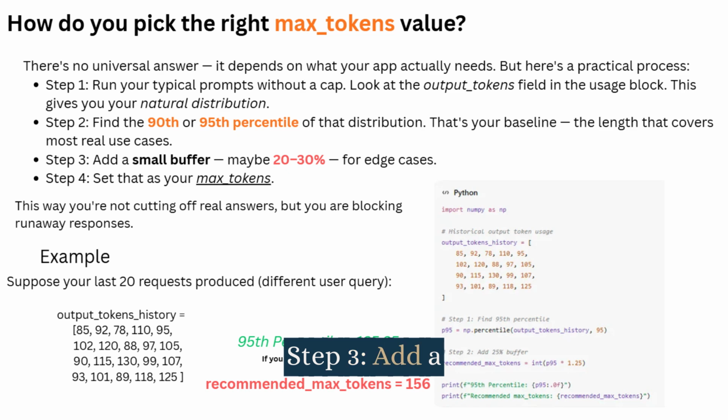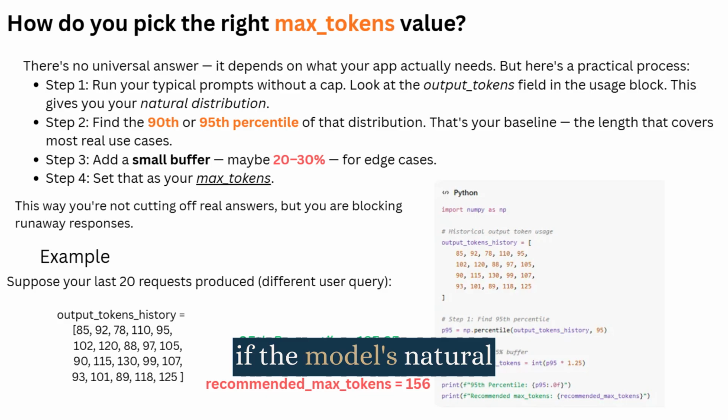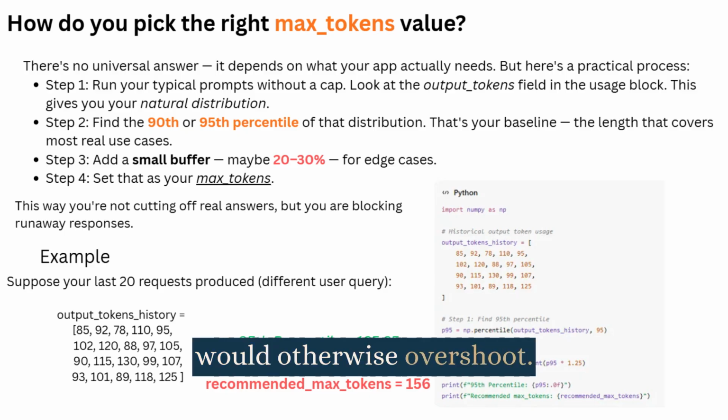Step 3. Add a small buffer, maybe 20-30% for edge cases. Step 4. Set that as your max tokens. This way, you're not cutting off real answers, but you are blocking runaway responses. And remember, if the model's natural response is shorter than your cap, you only pay for what was generated. The cap only kicks in when the model would otherwise overshoot.